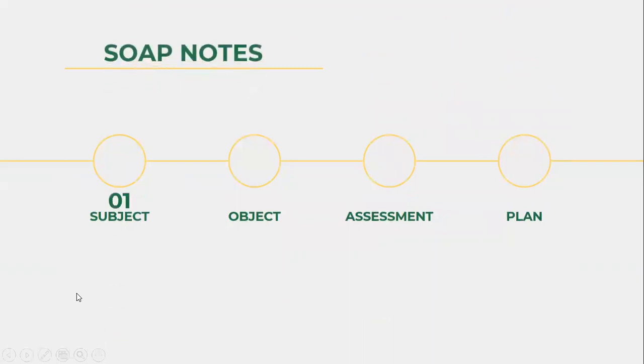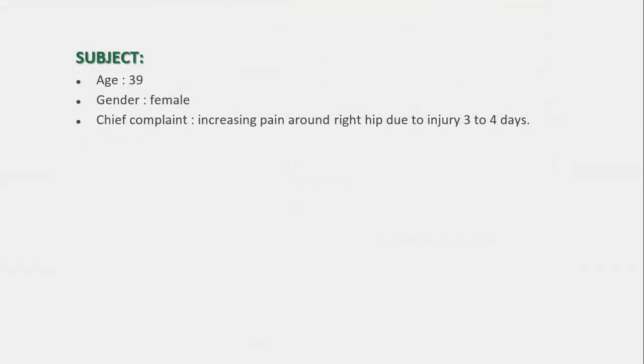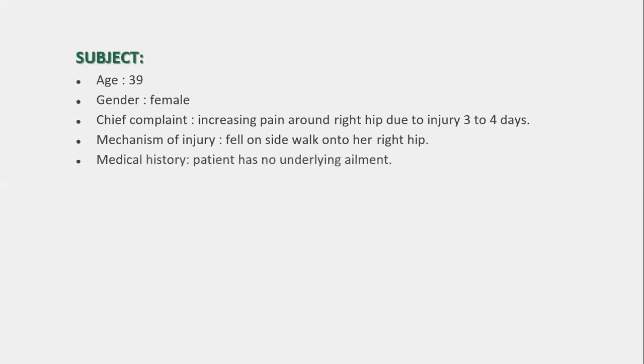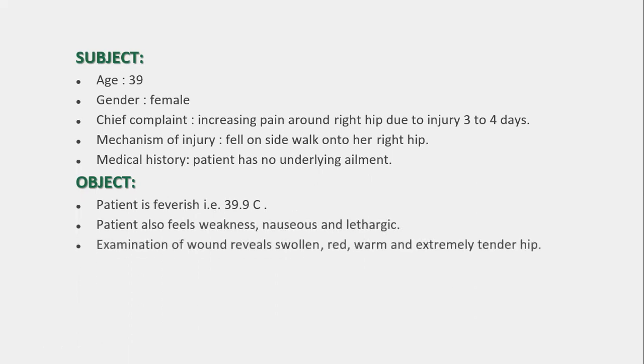SOAP notes include subjective, objective, assessment and plan. Subjective: age 39, gender female, chief complaint, increasing pain around right hip due to injury 3 to 4 days ago. Mechanism of injury was fell on sidewalk onto her right hip. Medical history: patient has no underlying ailment or comorbidity. Objective: patient is feverish, that is 39.9 degrees centigrade, and it's evident for the bacterial infection. Patient also feels weakness, nauseous and lethargic. Examination of wound reveals swollen, red, warm, and extremely tender hip.